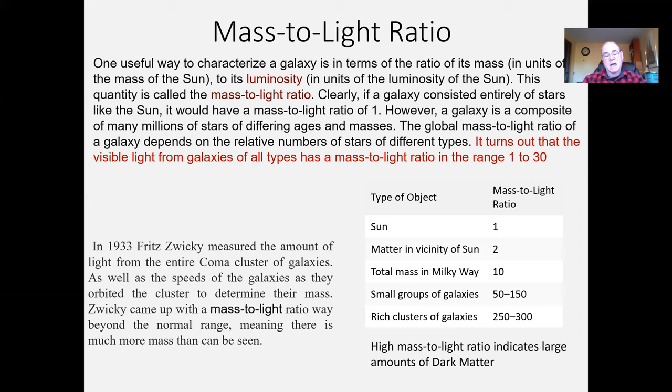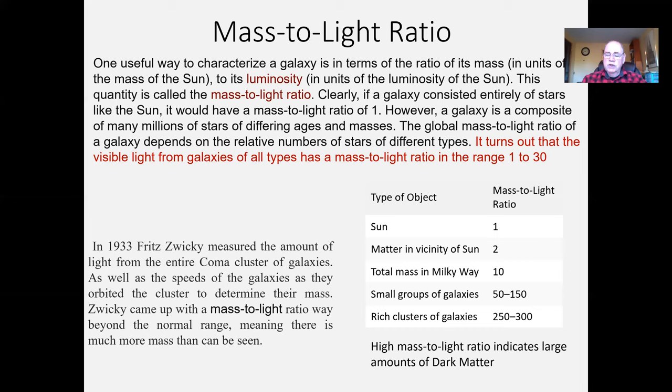And you can do this with stars, you can do this with galaxies. And it turns out that as the galaxies were studied, the mass to light ratio of stars and galaxies were in a range from about 1 to 30. Yes, there were certainly many things which were heavier than the sun, greater mass than the sun, without its accompanying luminosity. And so there was a range.